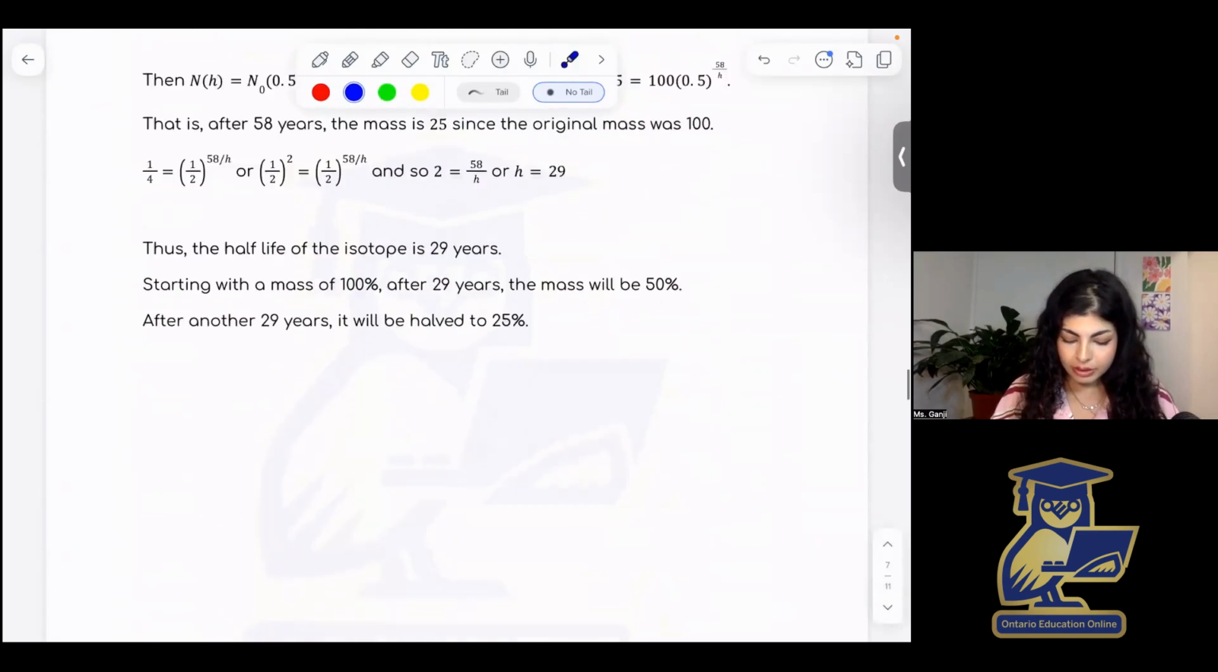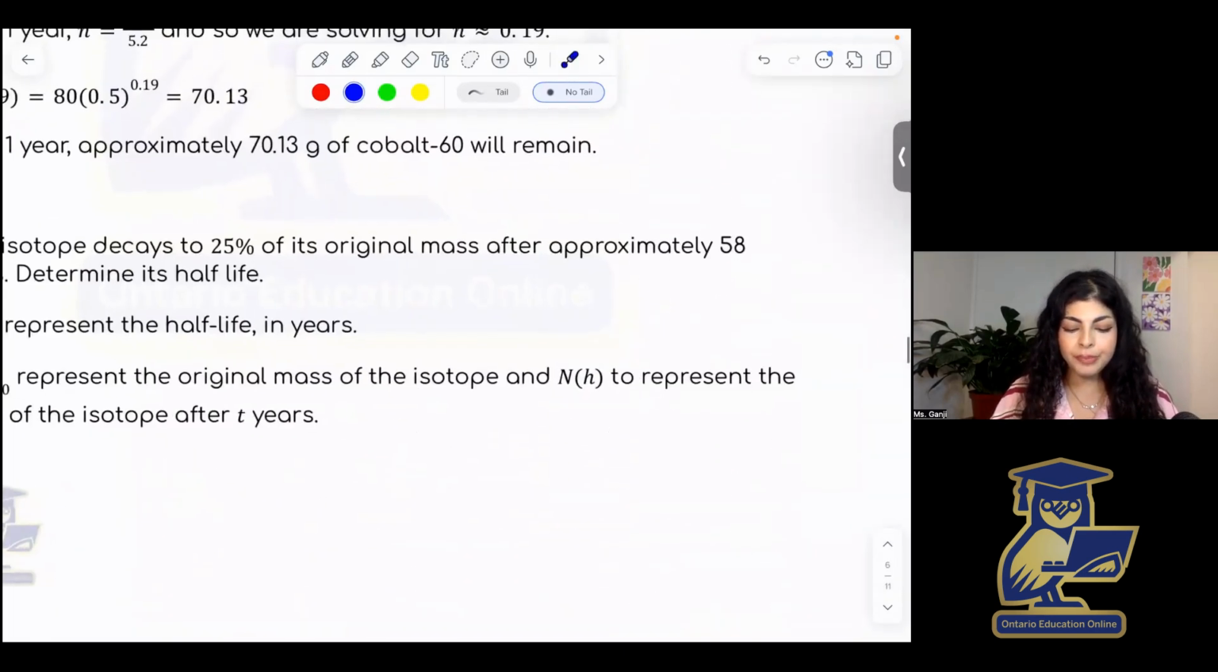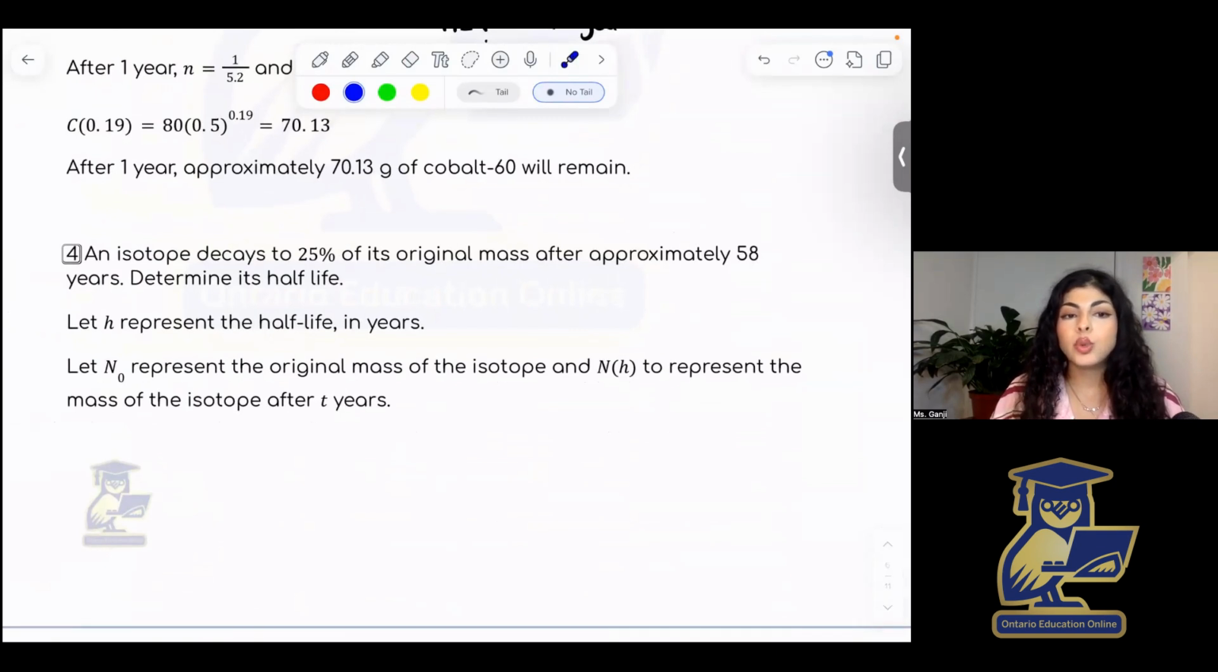And I think this is our last example. An isotope decays to 25% of its original mass after approximately 58 years. Determine its half-life. What these questions are asking when you're asked to determine the half-life is pretty much: when is the population half of the original population?